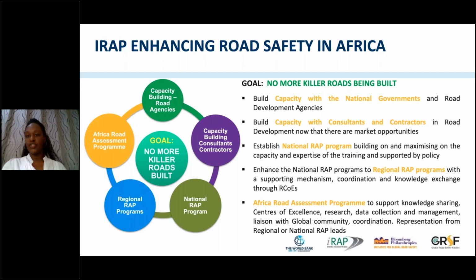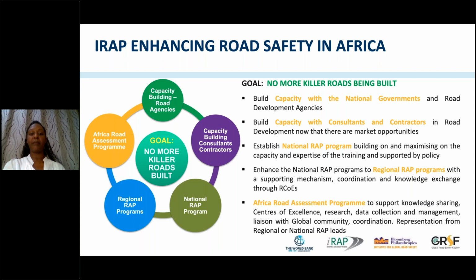Once we have various national programs, for example, having done a number of projects in Western Africa, we can actually have all these national programs get into a collaborative kind of relationship or mechanism where they support each other through a regional program. So we can have a West Africa RAP, for example. And ultimately, we're hoping for an Africa RAP program.